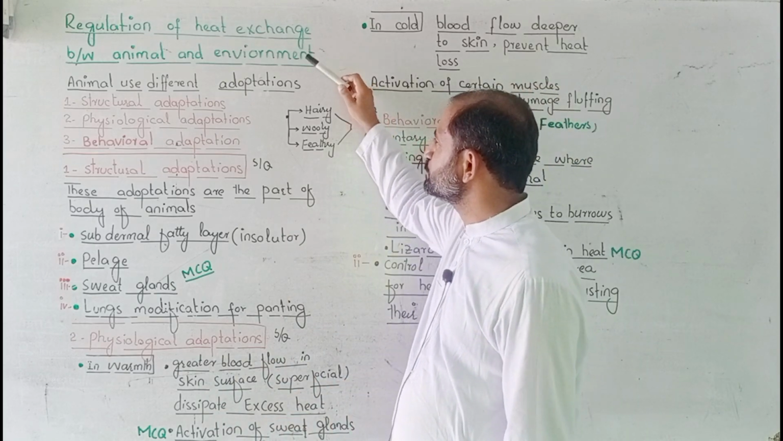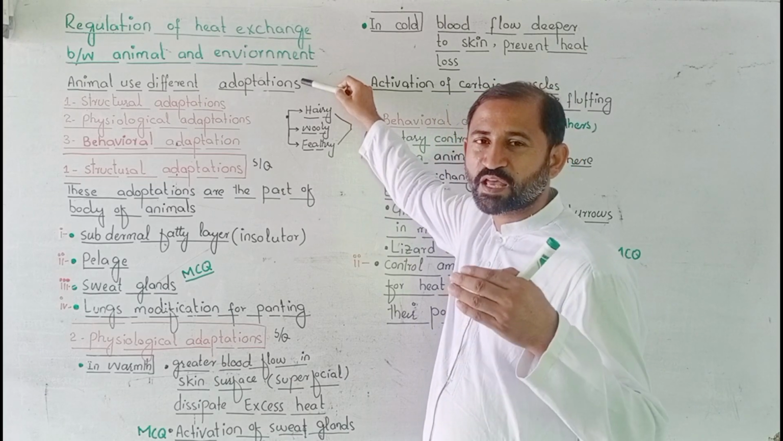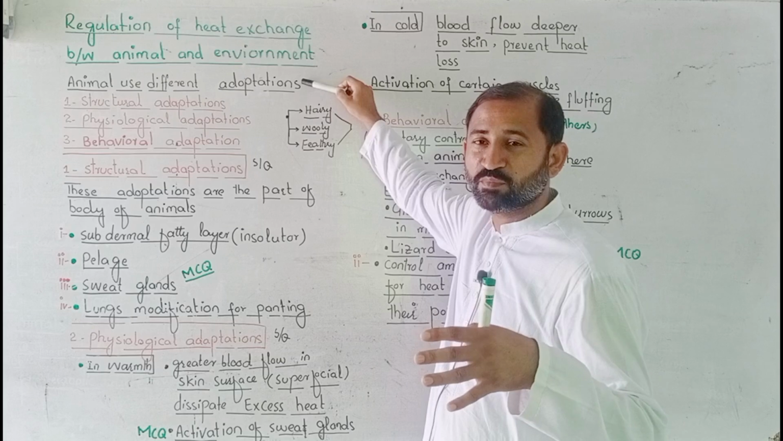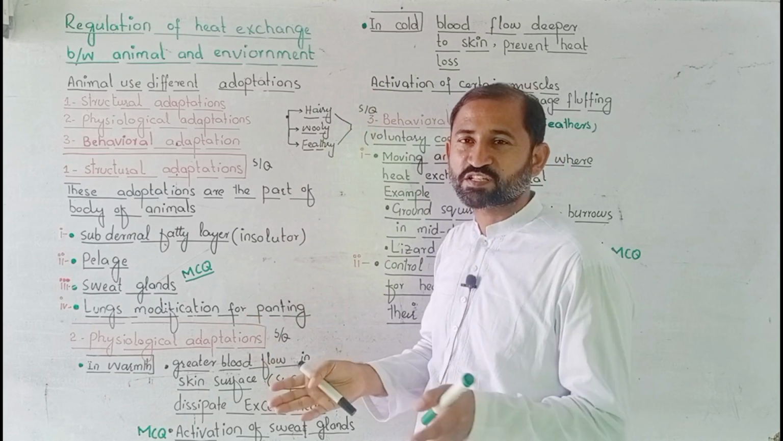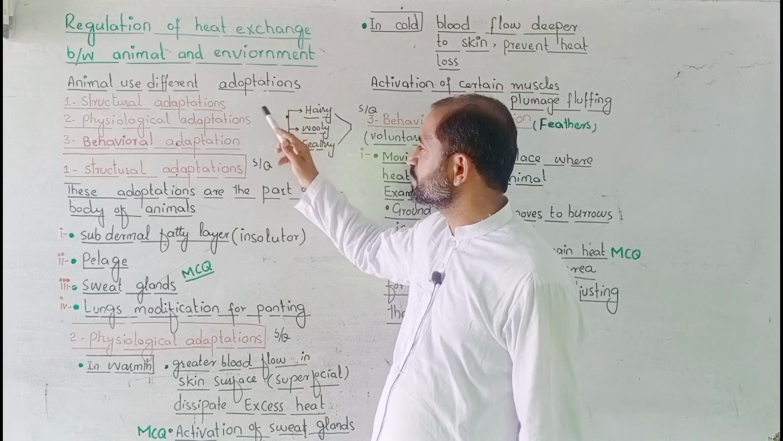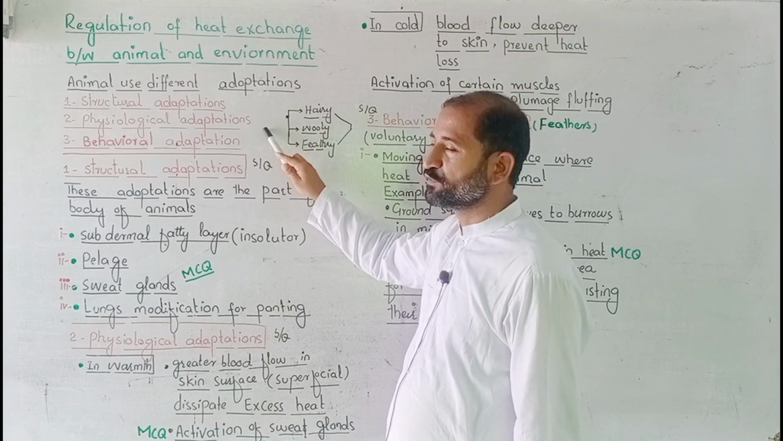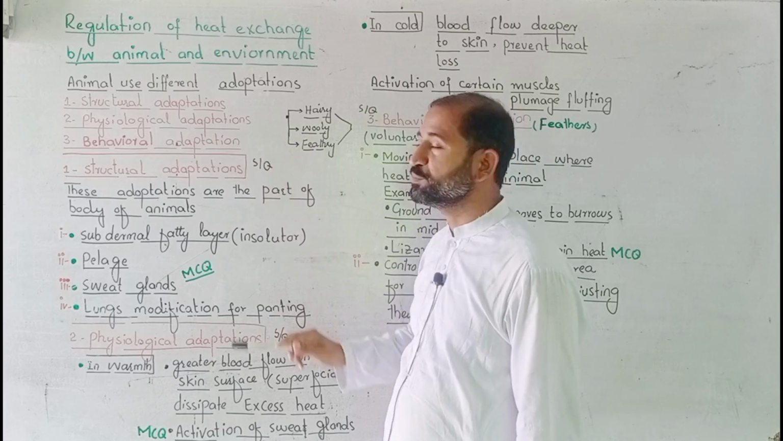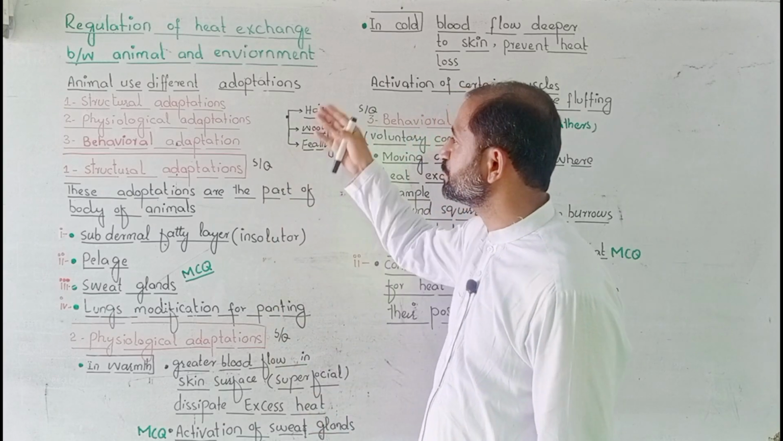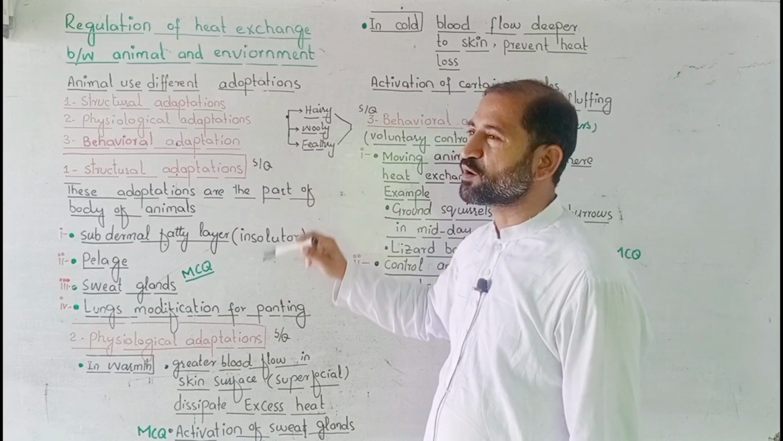Regulation of heat exchange between animals and the environment: what are the different adaptations in animals that cause the exchange of heat between the animal and its outer environment? There are three different types of adaptations. Number one, structural adaptation. Number two, physiological adaptation. And number three, behavioral adaptation. Number one is structural adaptation.